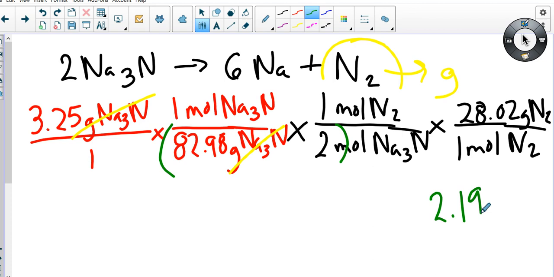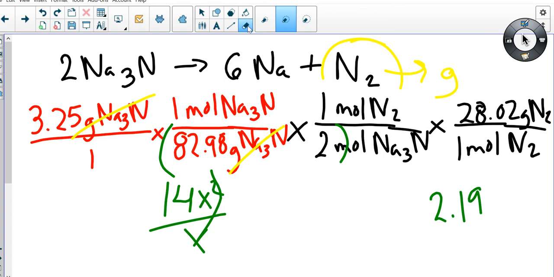Why are we multiplying by the stuff we already crossed out? We crossed out the units, we did not cross out the numbers. Like in math class, if you have 14x squared over x, you can cross out an x, but you can't cross out the 14, am I wrong? So that's what happened. We crossed out the units, not the numbers.